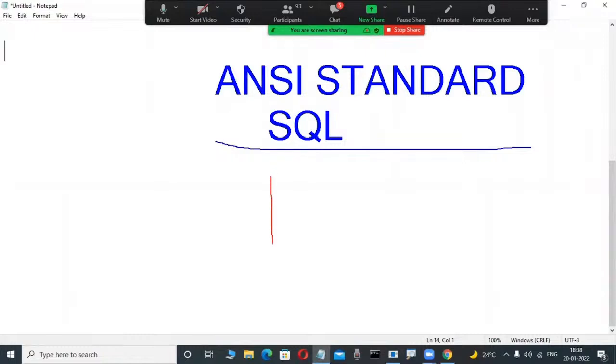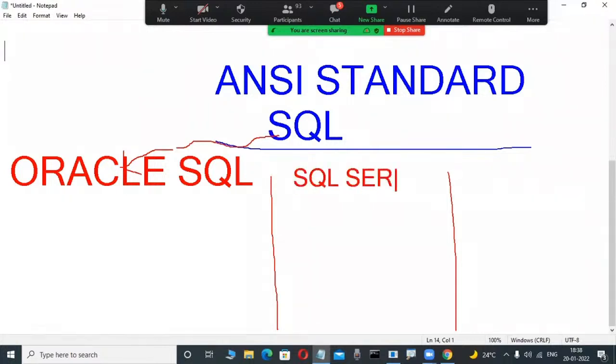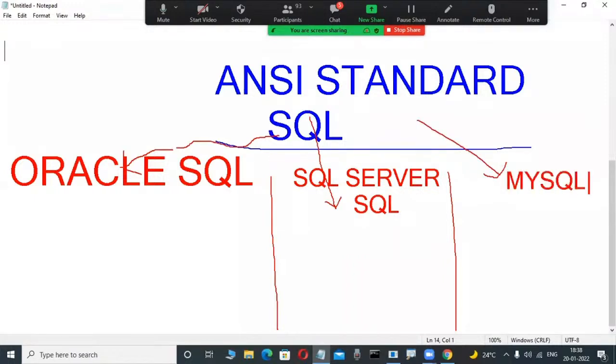I agree, but unfortunately, from this ANSI standard SQL language, Oracle Corporation created their own SQL that is called Oracle SQL. That is important, and many people don't know it. Again, SQL Server, a Microsoft product, created their own SQL from this ANSI standard that is called SQL Server SQL. Again, MySQL created their own SQL language from this ANSI standard that is called MySQL SQL.